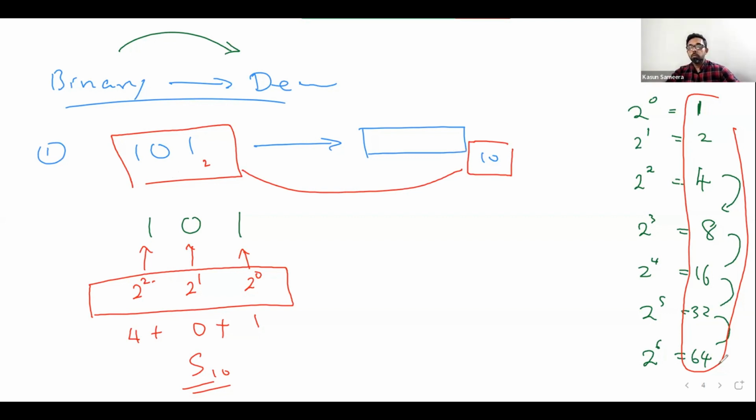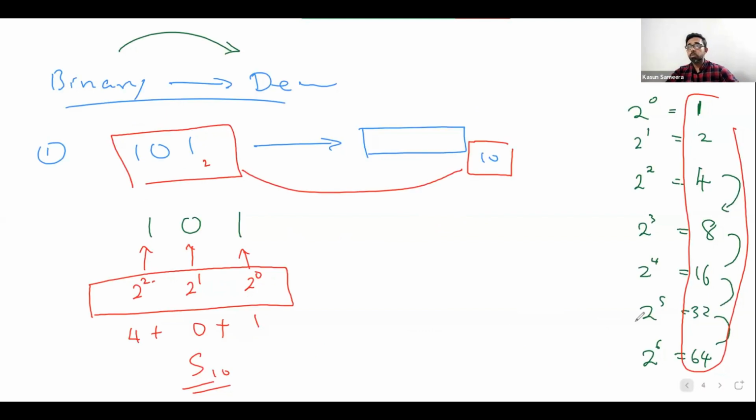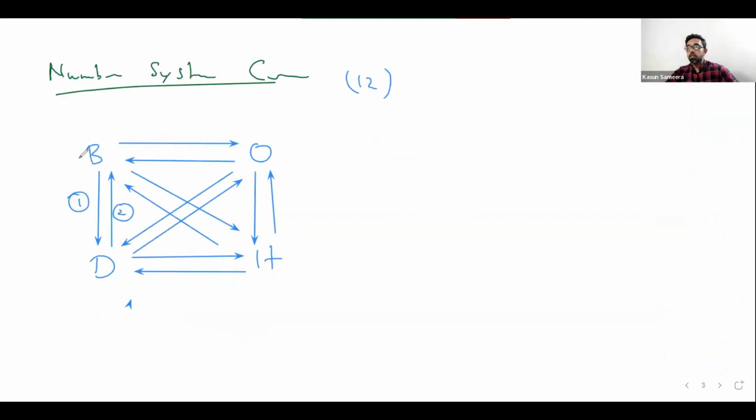Right. Now, do you remember this one? We did the first one, which is binary to decimal. Now tell me how to convert a binary number into octal. No, we'll do this one first. Tell me how to convert a hexadecimal number into decimal. What is the technique?